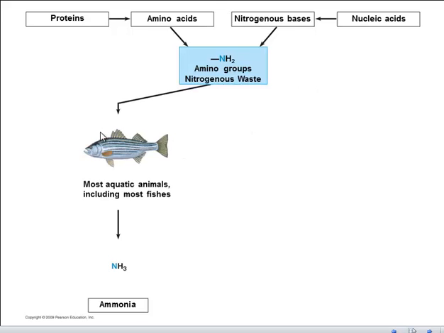Well, if you're an aquatic organism, what you'll do is you'll convert the amino group, NH2, into ammonia, NH3. Now that's a pretty easy process to do. You're just adding on a hydrogen, so it doesn't take a lot of energy. The problem is this is highly toxic. Fortunately for aquatic animals, they live in a huge body of water, so as soon as they release the ammonia, it becomes diluted and weakened, and so that works for them.